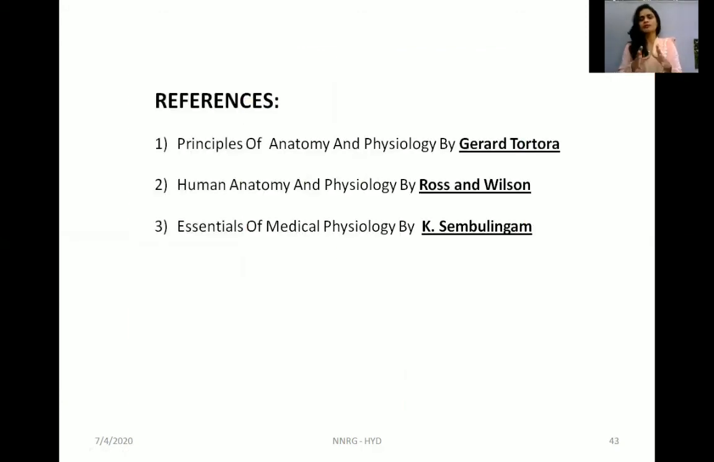So all together we have discussed the connective tissue, its classification, function, location and structure. The reference books for this are again Tortora, and Ross and Wilson, and Sembulingam's Essentials of Medical Physiology. So you can refer to any of these.